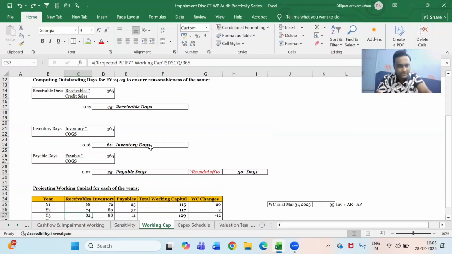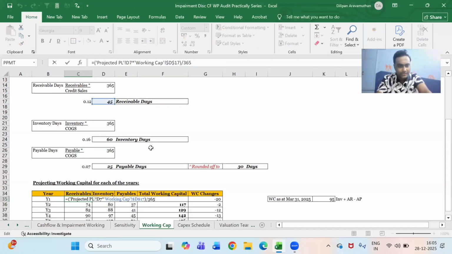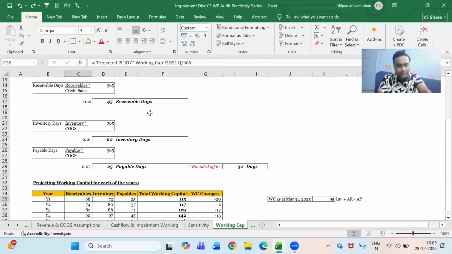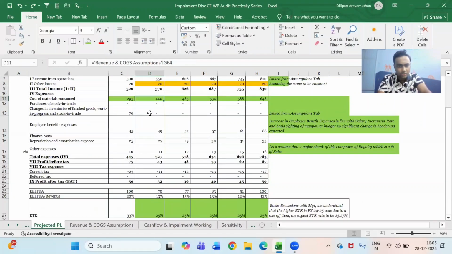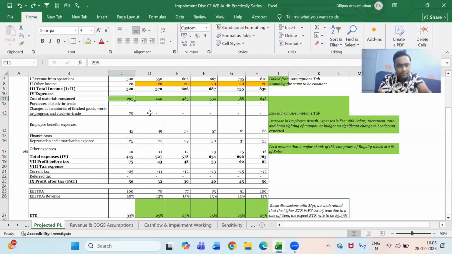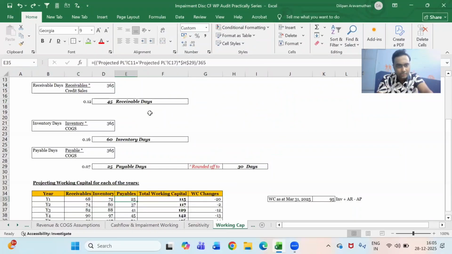So let's come here. For example, for receivables, if I have to explain for year 1, it's basically my receivable days into credit sales. So basically my projected P&L D7, it's linked here. So this is my sales into receivable days of 45, which they have taken here, multiplied and got the receivable numbers. Similarly for inventory, they have linked it to the cost of goods sold 440 here in the P&L, multiplied it with the inventory days. Similarly for payables, they have linked it to the cost of goods sold here and multiplied it, and they've got this number, right? So that's how they've got the number. I hope that is very clear, guys. So that's basically what's been done, guys.